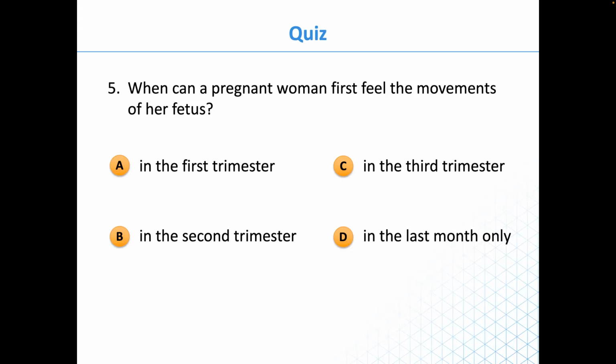Second trimester. The second trimester is enough for the mother to feel the baby moving. It might be very slow movement, but the baby is moving already. This is almost 4 months into 6 months. If the baby doesn't move at all in the second trimester, there might be a problem with the baby. All right, so this ends the second lesson.